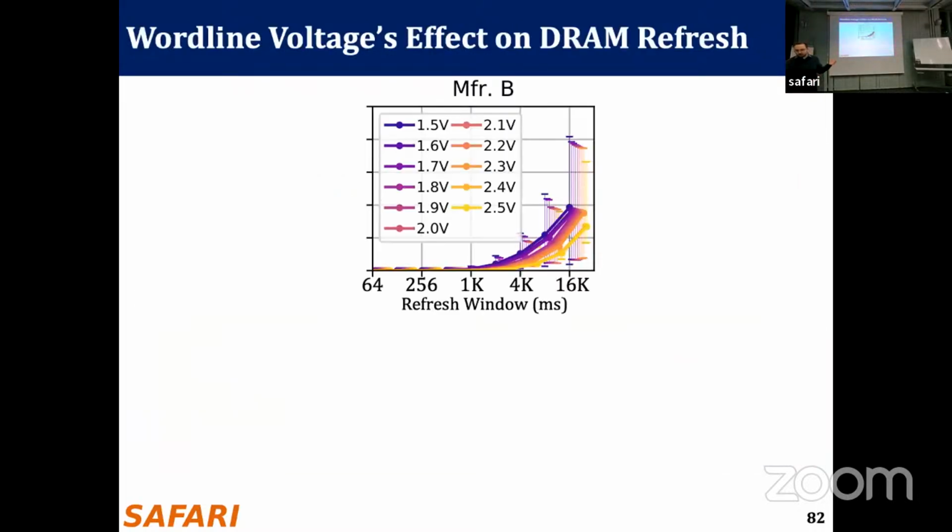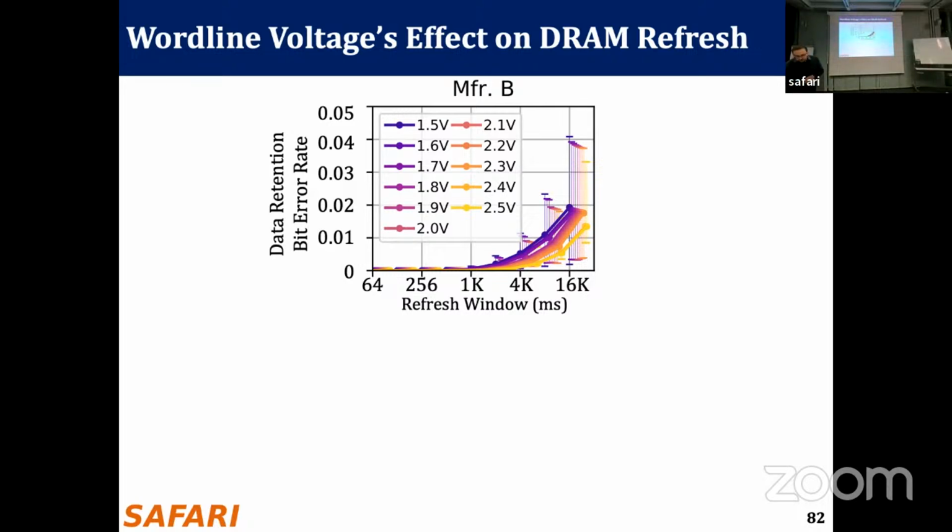Here in the x-axis, we have the refresh window going from 64 milliseconds to 16 seconds. I guess I said nano. And on the y-axis, we look at the data retention bit error rate. Not surprisingly, for all different voltage levels, we have exponentially increasing curves with the increase in refresh window, because it's the general behavior of volatile DRAM technology.